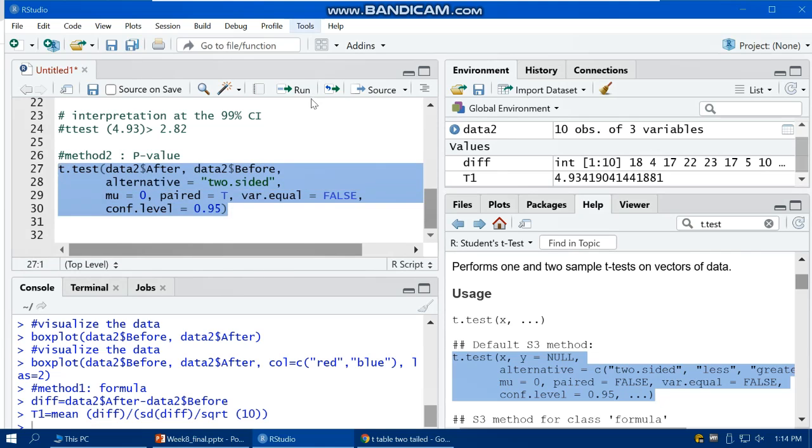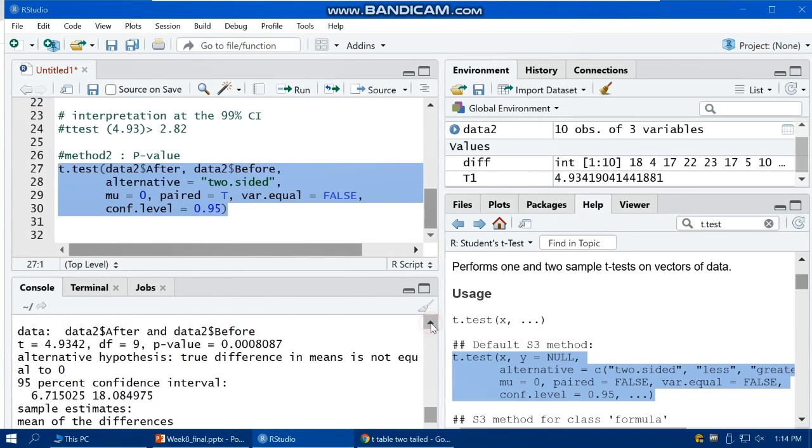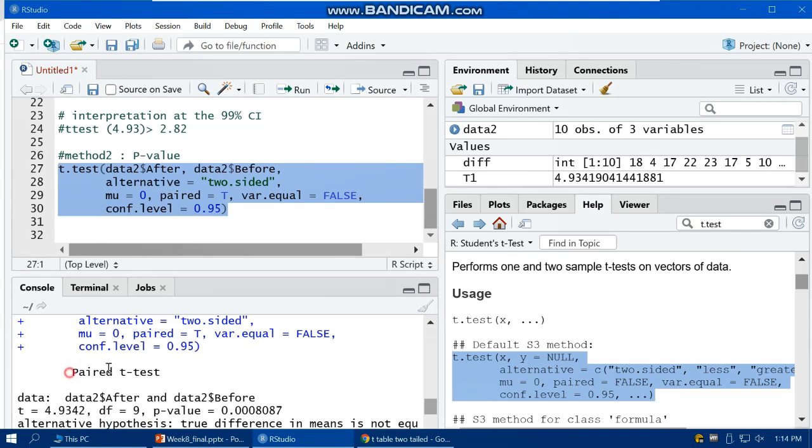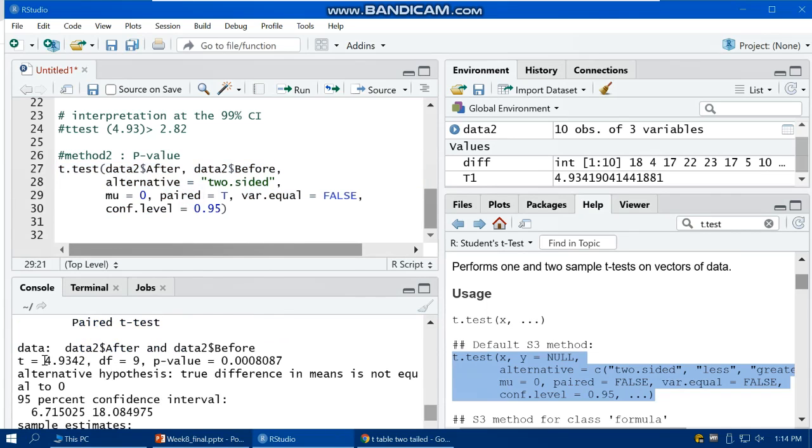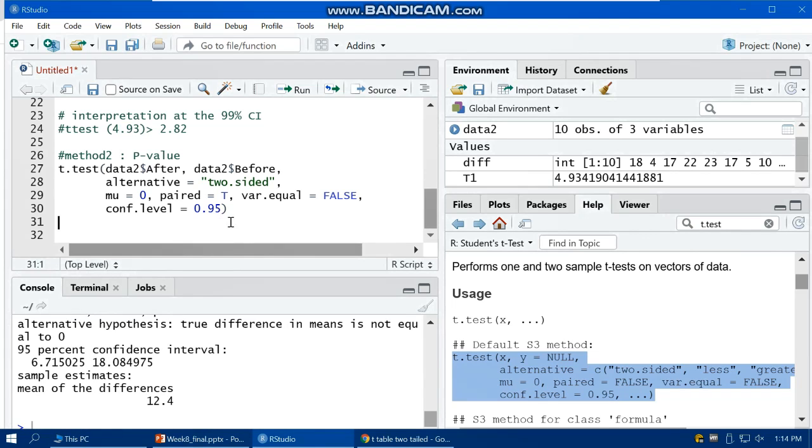So I select all of these, and when I click run, you can see the test statistic. It automatically detected that this is the paired t-test because we set paired to true, and the t-value is equal to what we calculated using the formula, right? 4.93. Degree of freedom is n minus 1, 9. The p-value is very significant, very close to 0, less than 0.05. So the results are significant, right? And it also gives us the confidence interval. So we are 95% confident that these two groups are different.